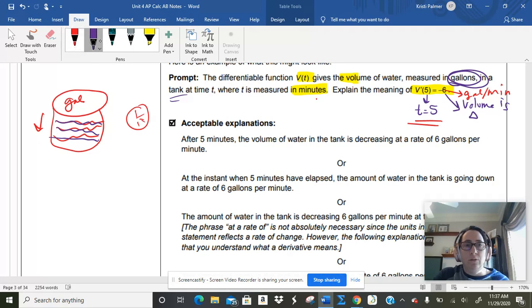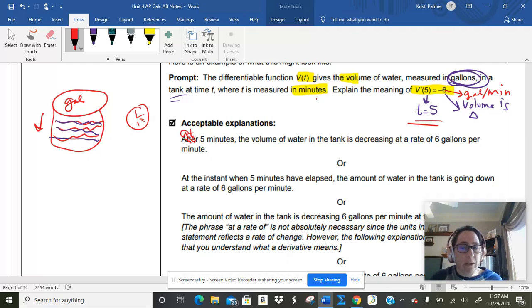Okay, so let's look through some good things that we could say. And actually, I have seen where this is not good, and this is from AP. It's not after 5 minutes. If you're going to say after 5 minutes, you need to say 5 minutes after time equals 0. So I won't include this. So we're going to say at, okay? And make sure you really see that.